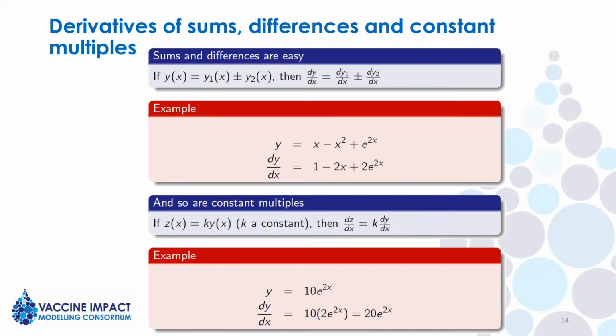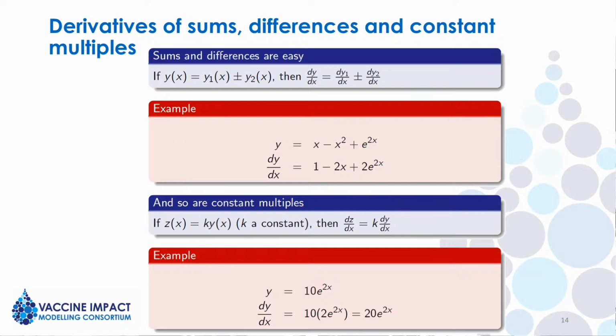Here's an example. So we've got y is equal to x minus x squared plus e to the 2x. So we've got three functions, but they're only added or subtracted. So we can differentiate them independently and then add or subtract them. So x, when we differentiate it, becomes 1. x squared goes to 2x. We've got a minus sign there. And e to the 2x, we bring the 2 down, and we've got 2e to the 2x. Okay, so sums and subtractions are nice and easy from that perspective.